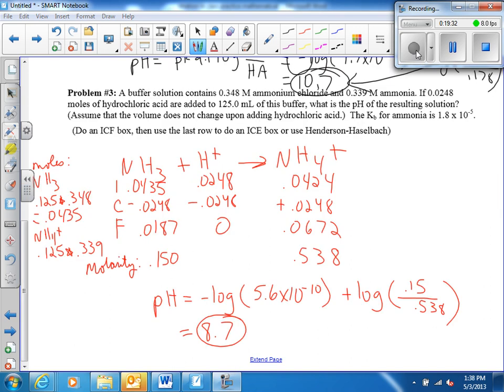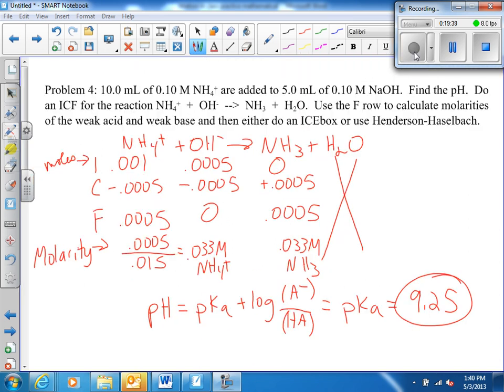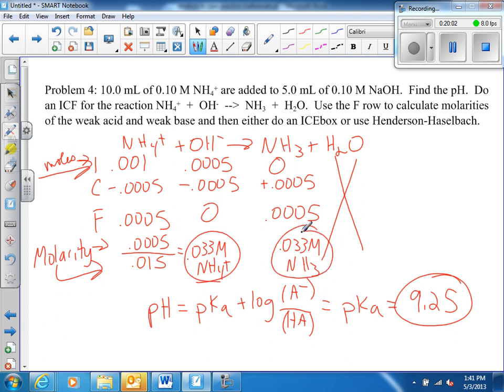Okay, there's the answer to number 3. I'm going to just move on to the other 2 and show you the answers to those as well. Here's number 4, and just real quick, I calculated moles for the I row. And then to do Henderson-Hasselbalch, you have to make sure you go back to molarity, or to do an ICE box, you should use molarity. You could use moles and get the same number, but you should always use molarity. Even though for Henderson-Hasselbalch the liters cancel in this division here, you should still do molarity.